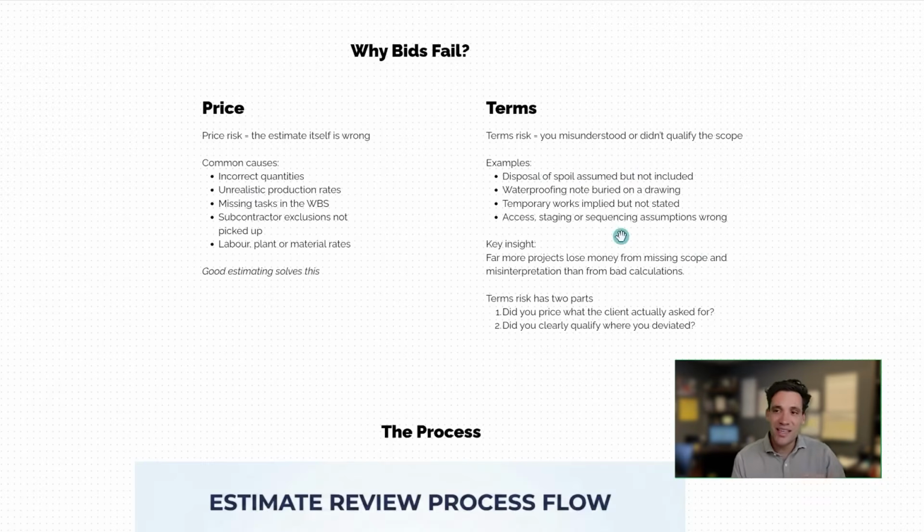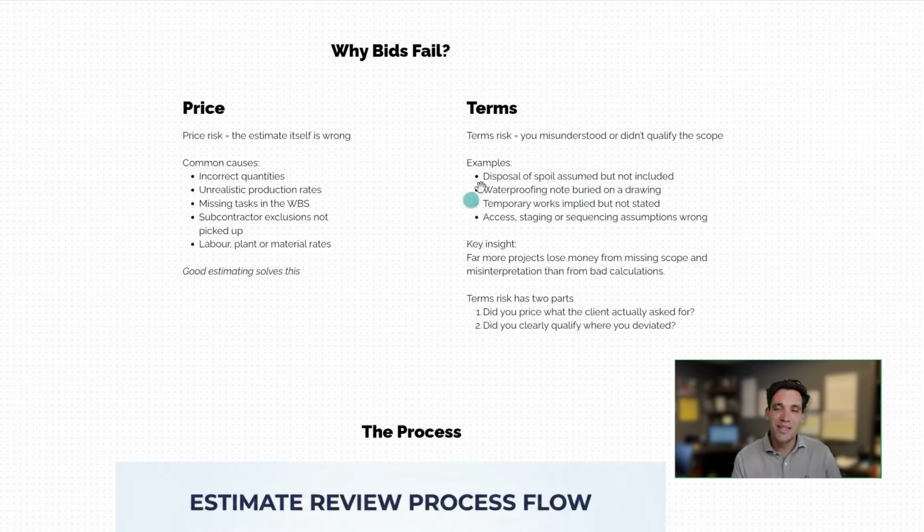So this is things like in the scope of works, it says we're responsible for the disposal of spoil, and we haven't included that in our price. That there's a note about waterproofing buried on a drawing and we haven't included it. There's temporary works implied as part of the construction methodology. And in the scope of works, it says we're responsible for temporary works, but we haven't included that in our price. Or there's access, staging, program responsibilities that we haven't included. Basically, this is all about missing scope.